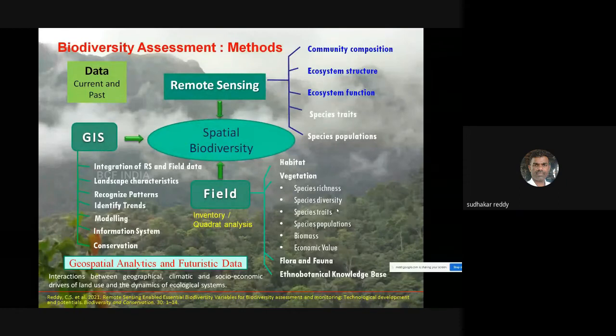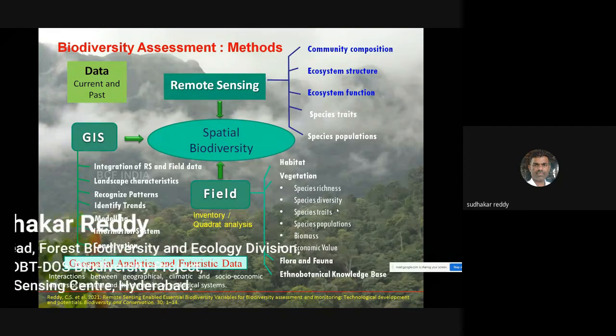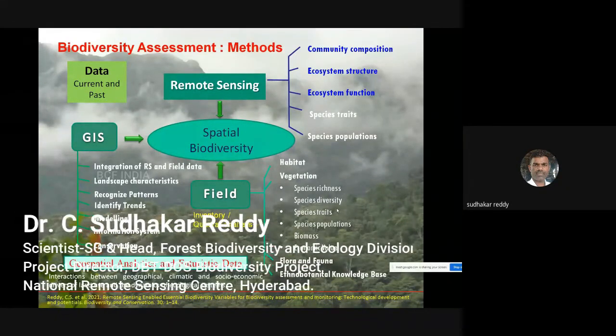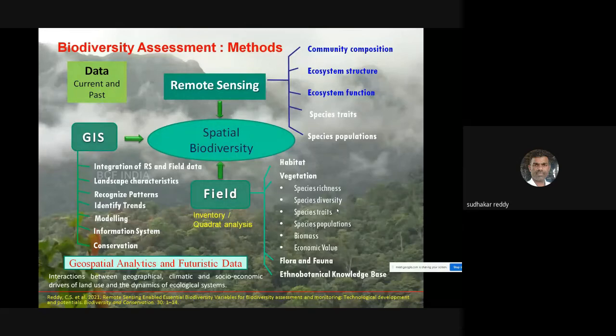And the methods. Initially, we have field-based methods. They give more fine-scaled, detailed information on species richness, species diversity, species traits, populations, actual biomass, and the economic importance of the species. Through taxonomical studies, we have detailed information on flora and fauna. And further, the ethnobotanical knowledge base also contributes much in the field of biodiversity.